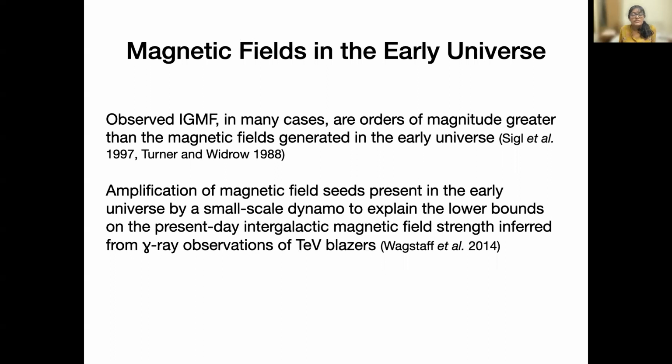Seeds of magnetic fields are expected to be present in the early universe, and Wagstaff et al. 2014 proposed that a turbulent small-scale dynamo acting in the early universe can amplify these seed fields to explain the lower bounds on the present-day IGMF value inferred from gamma-ray observations.